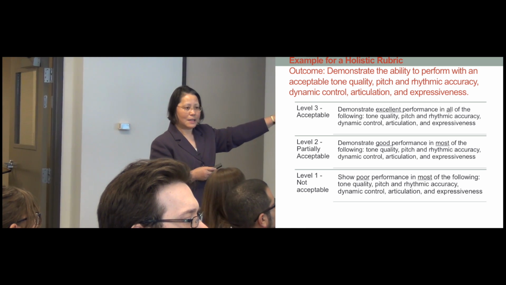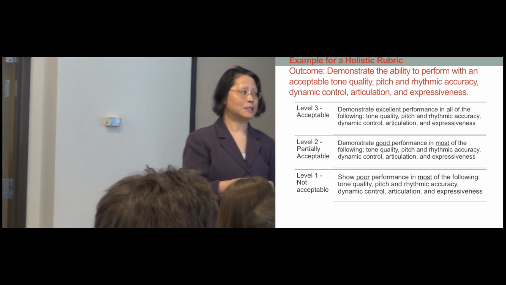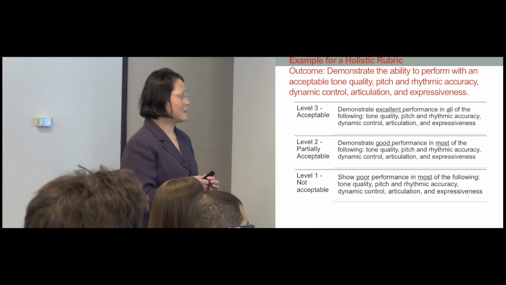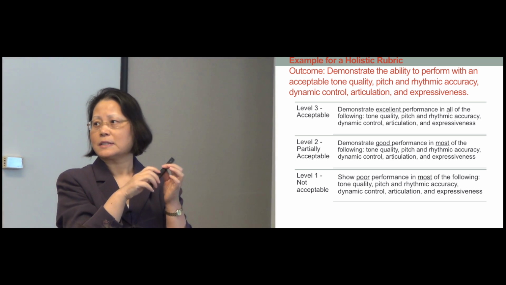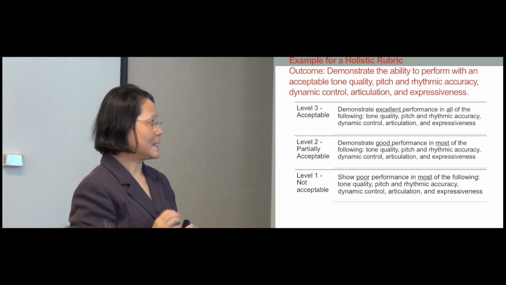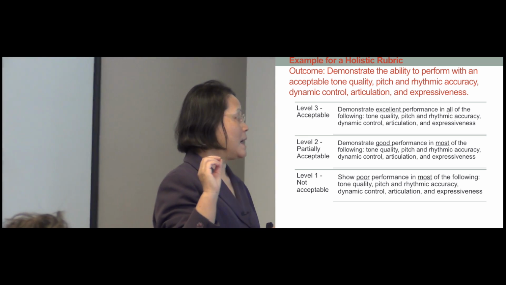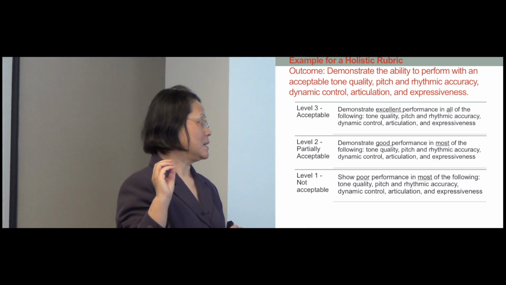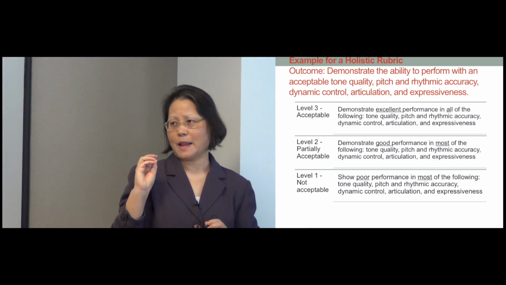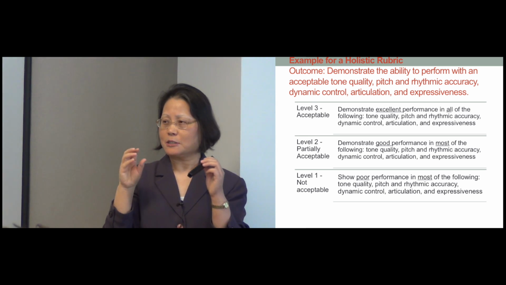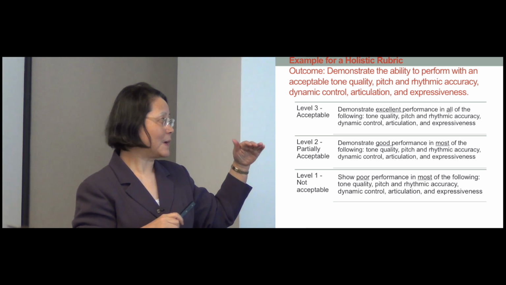Again, this is based on the learning outcome we just saw, from the music program at DePaul University. For this learning outcome, it's very obvious. In the learning outcome itself, it already set up the criteria. Students need to perform with accepted tone quality. So tone quality is an important aspect, and also pitch and rhythmic accuracy, dynamic control, articulation, and expressiveness. So when an instructor observes students' performance, they will pay attention to those areas, right?